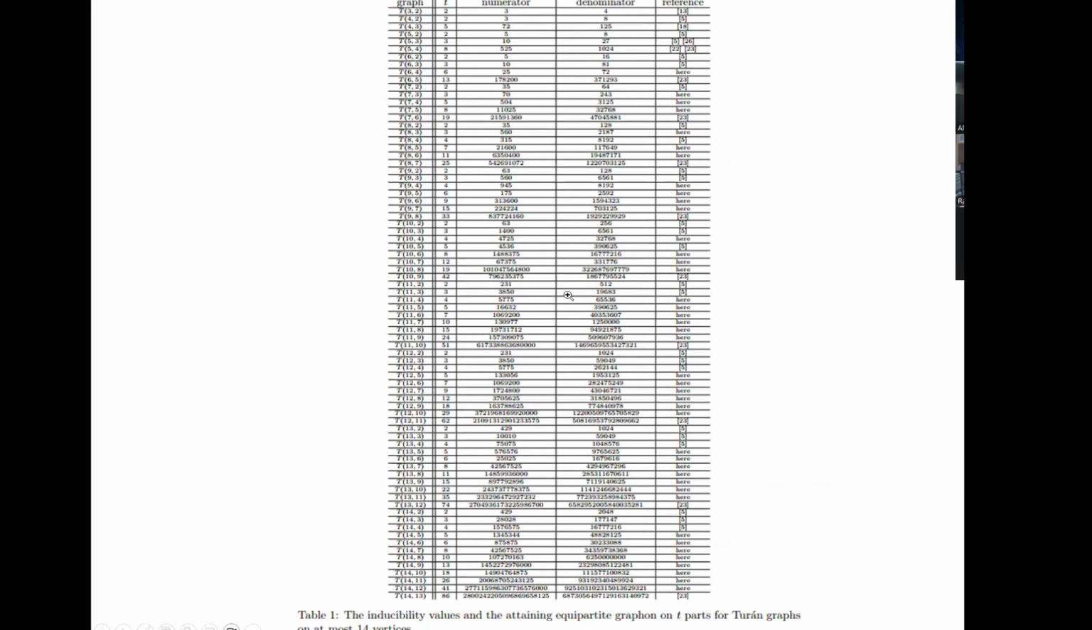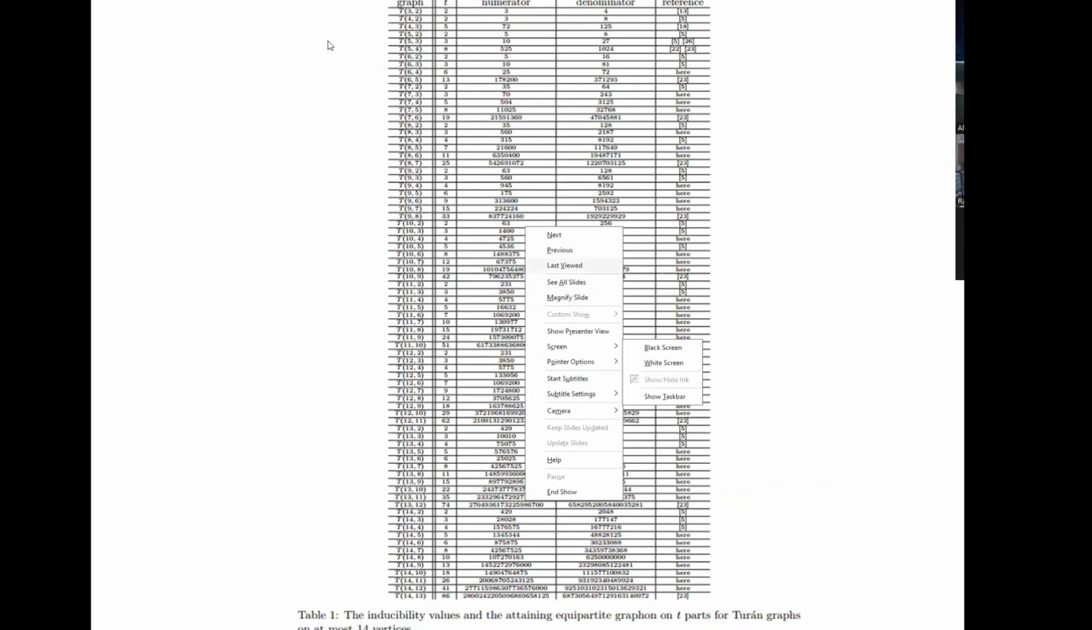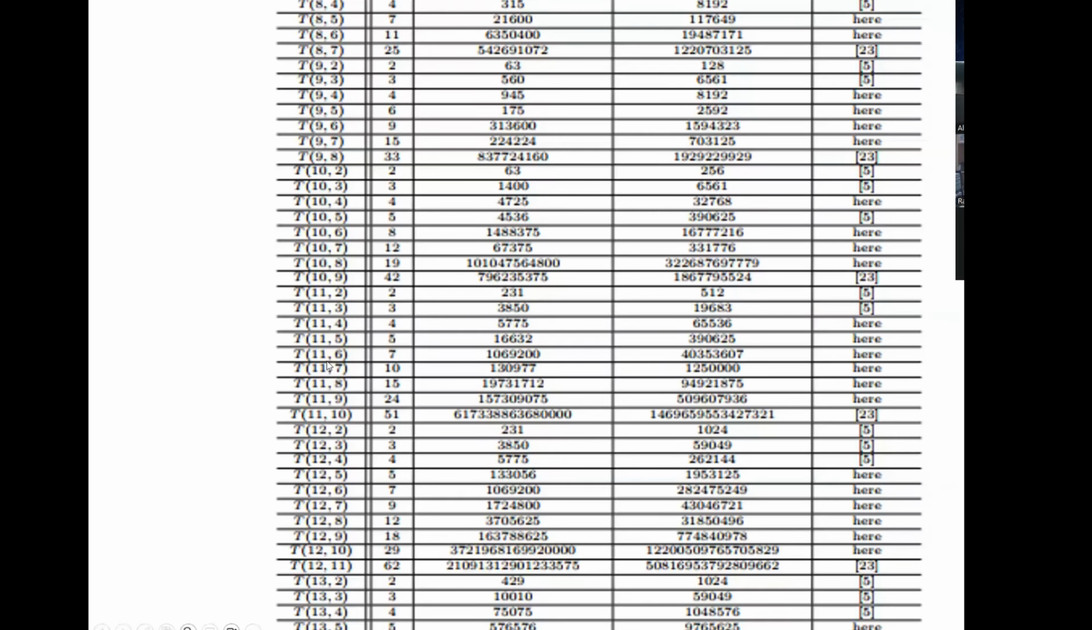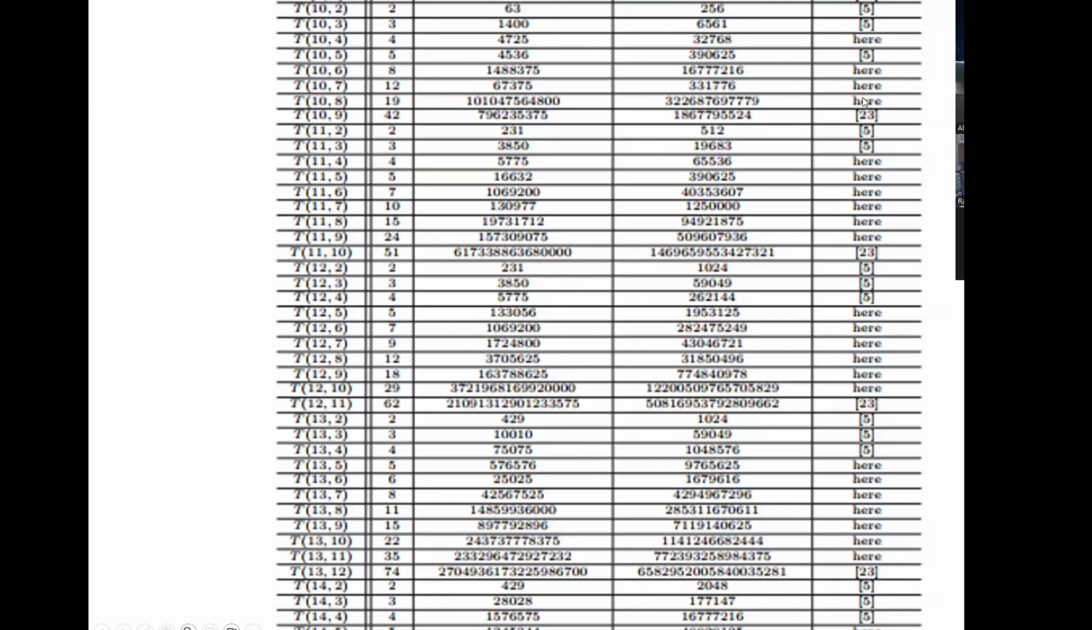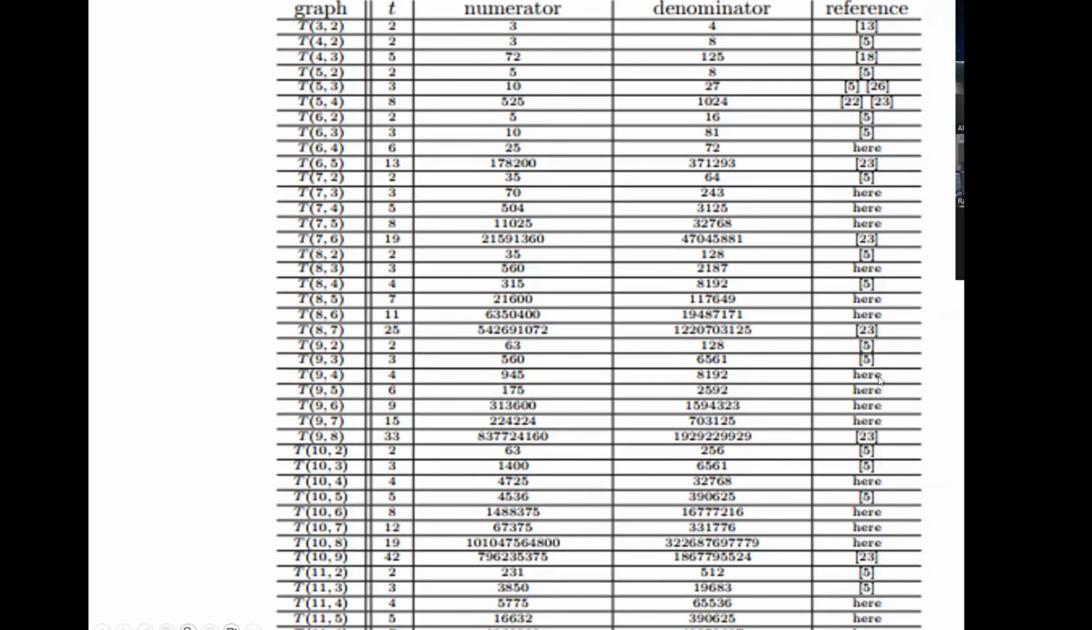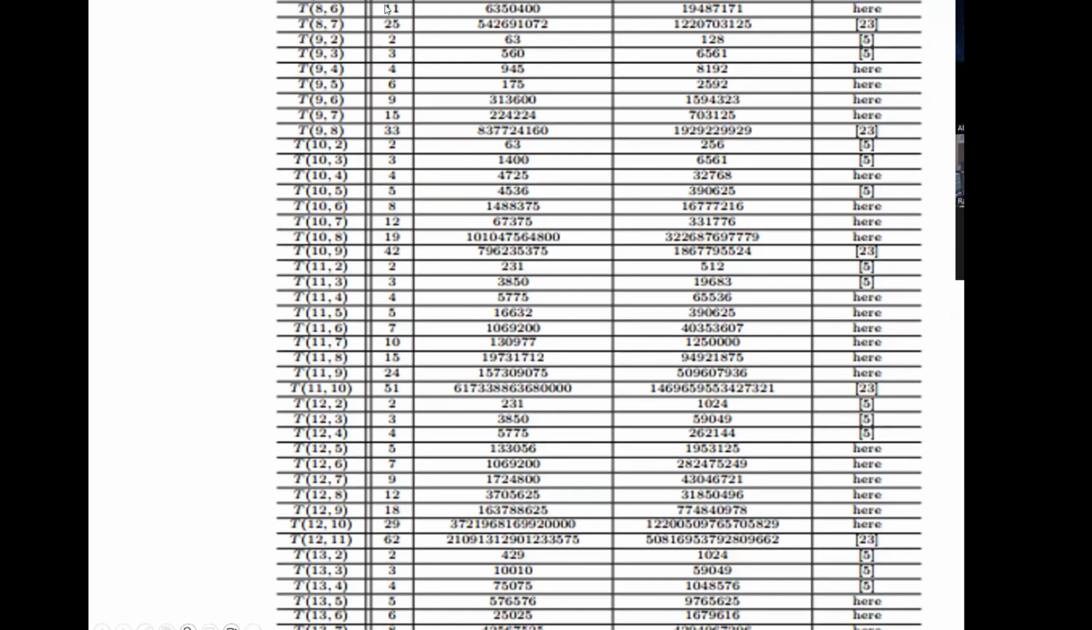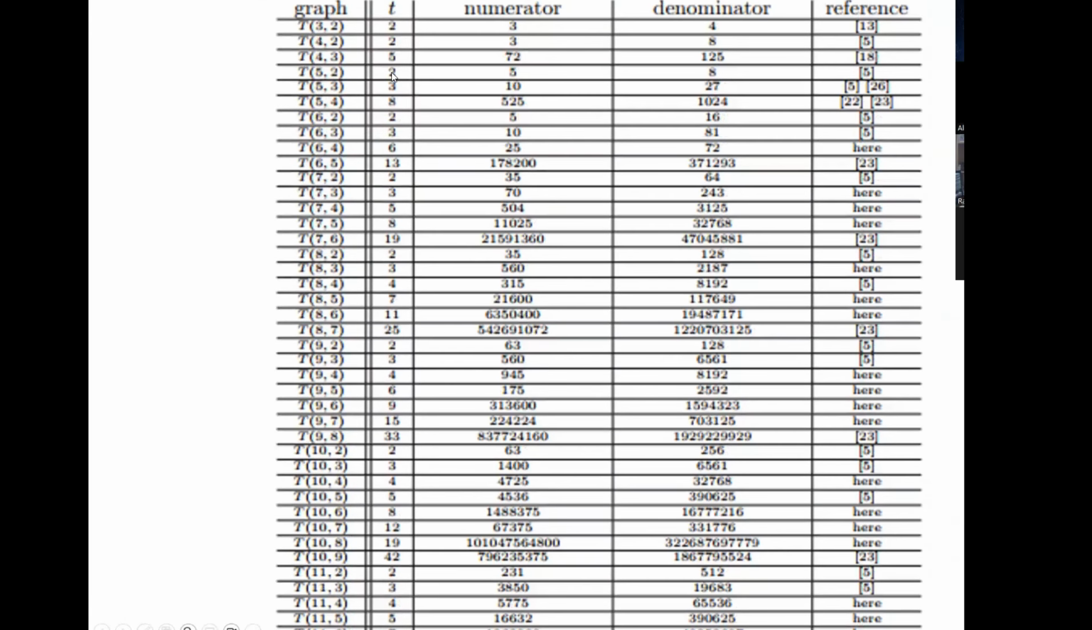Here's a table. Let me try to make it larger. So what is this table? The left-hand columns are all Turán graphs with at most 14 vertices. And the right-hand column says reference. Everywhere where it's written here, this means that this follows from theorem 3 and was not known before. Column 2 is just this T from the theorem, the number of parts of the optimizing graphon, and then the numerator and denominator of the corresponding value of the inducibility.